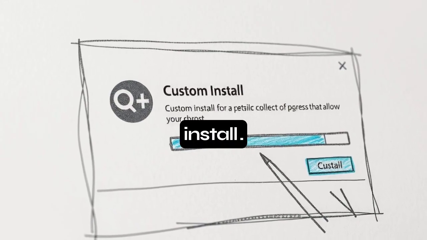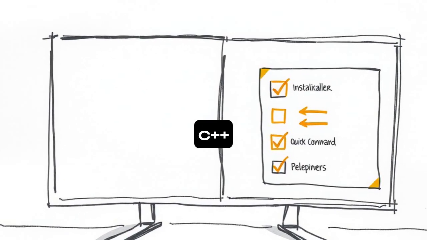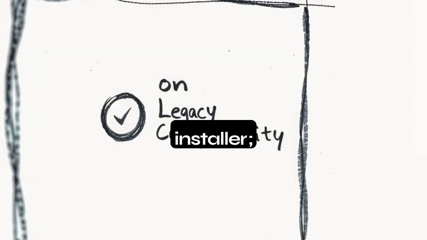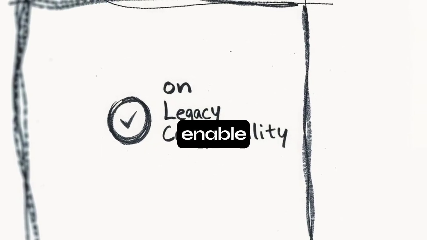Choose Custom Install. Pause. Install prerequisites: Visual C++ redistributable and .NET 3.5. Run the installer. Watch for the legacy compatibility option and enable it.